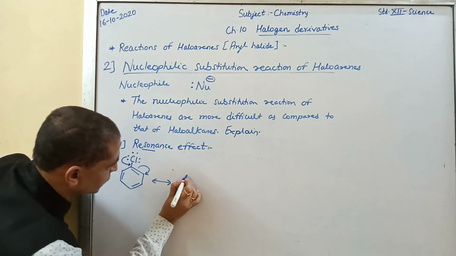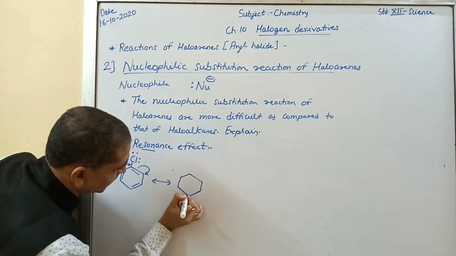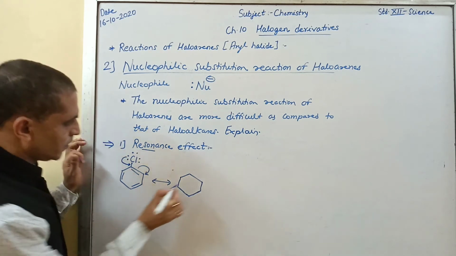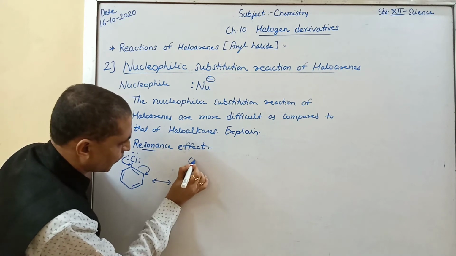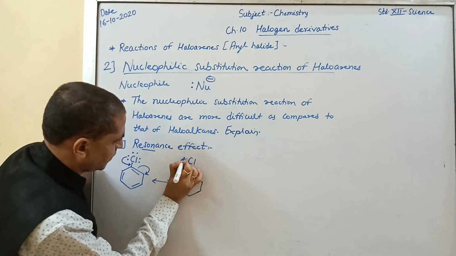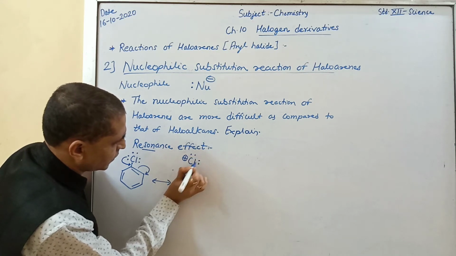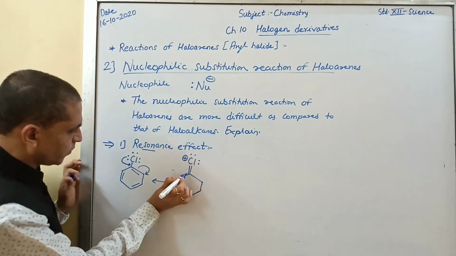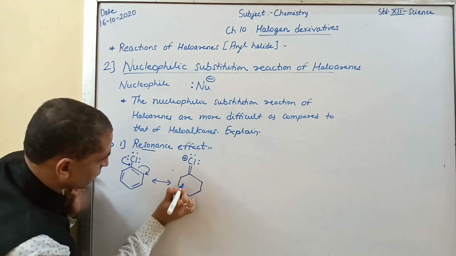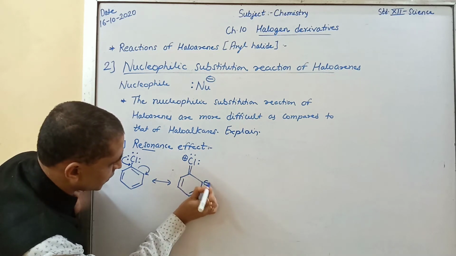This is the first structure. Now see the second. Here what happens? Here there is a formation of bond. Here we have positive charge because this chlorine atom loses 2 electrons to form this double bond. Now here these bonds remain the same. Here we get what? Negative charge.